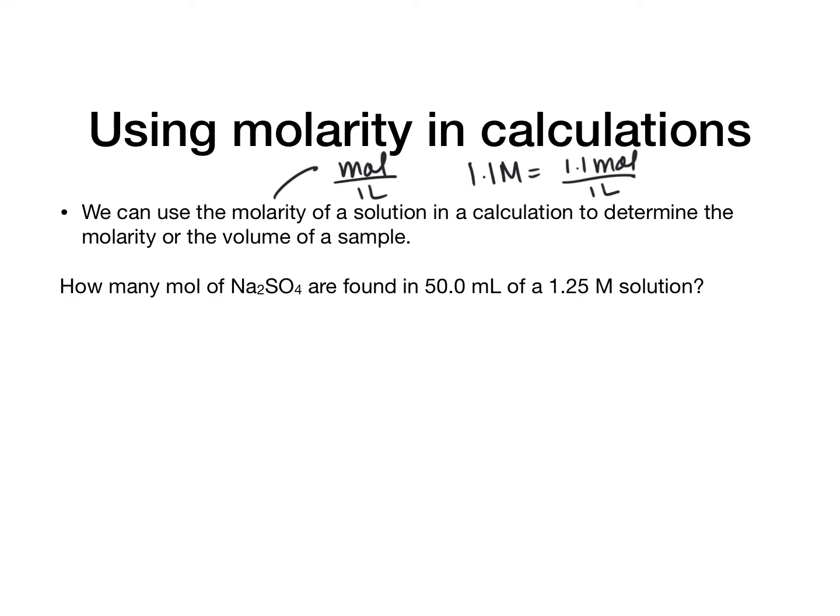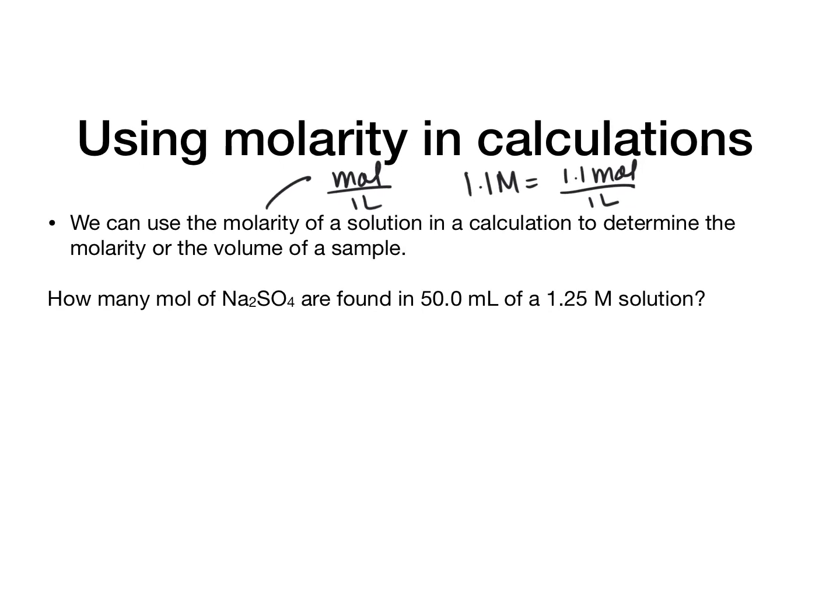So this asks how many moles of sodium sulfate are found in 50 milliliters of a 1.25 molar solution. So now I want to know, if I measure out 50 milliliters, how many moles are in there? So in this case, we are going to take the volume and convert that into liters. So I'm going to take 50 milliliters, divide by 1,000, and that's going to give me 0.050 liters.